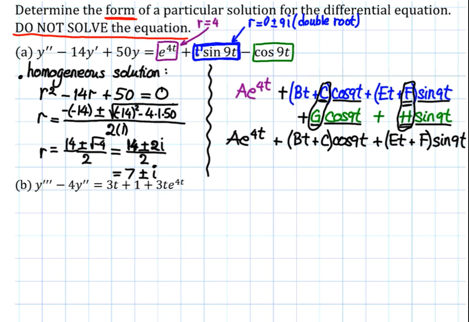And for cosine of 9t, it's going to be the same. R is going to be just plus or minus 9i, but this time it is a single root. Double root, single root, it doesn't matter. What's important is on the left hand side we have 7 plus or minus i, and it is different than this one, different than this one, and different than this one. So the particular solution is going to be just that.